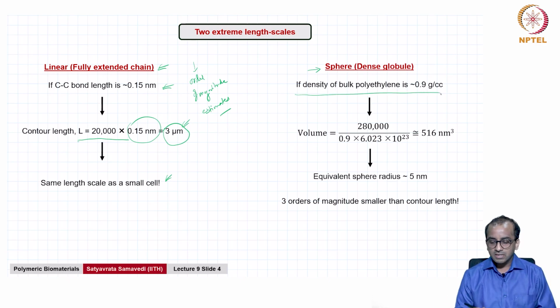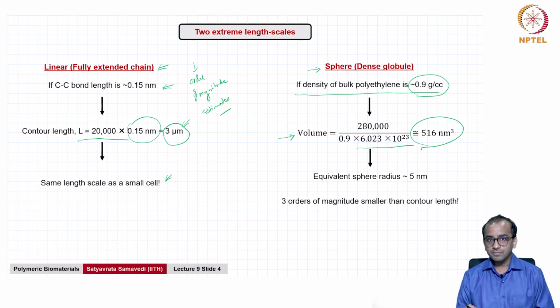So, if you assume that the bulk density of bulk polyethylene is about 0.9 gram per cc, which is again an approximation, and note that that number will change depending on what type of polyethylene you are dealing with. But you can use that as a starting point for this discussion. Then the volume can simply be calculated based on mass over density and accounting for the Avogadro number. So, you will roughly end up getting about 516 to 520 nanometer cube volume for that same chain as the fully extended chain. And if you calculate the equivalent sphere radius for that volume, you will end up with 5 nanometers.